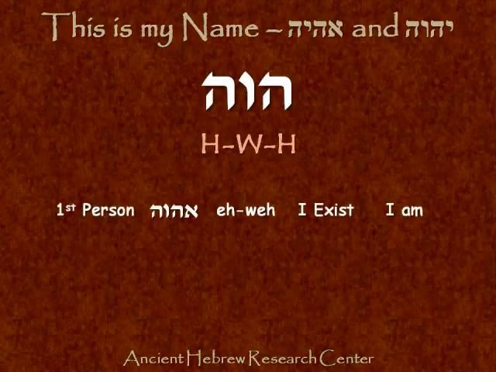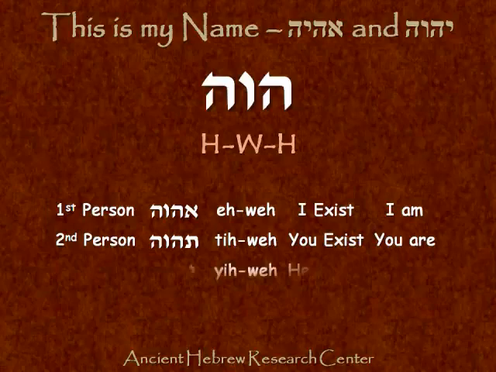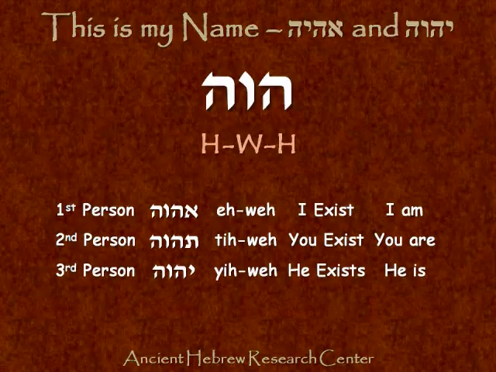The first person is YIHWEH, and that means I exist or I am. The second person, YIHWEH, you exist or you are. And the third person, YIHWEH, he exists or he is. Do you notice here that the third person of the verb hawa is spelled Yod, He, Vav, He?